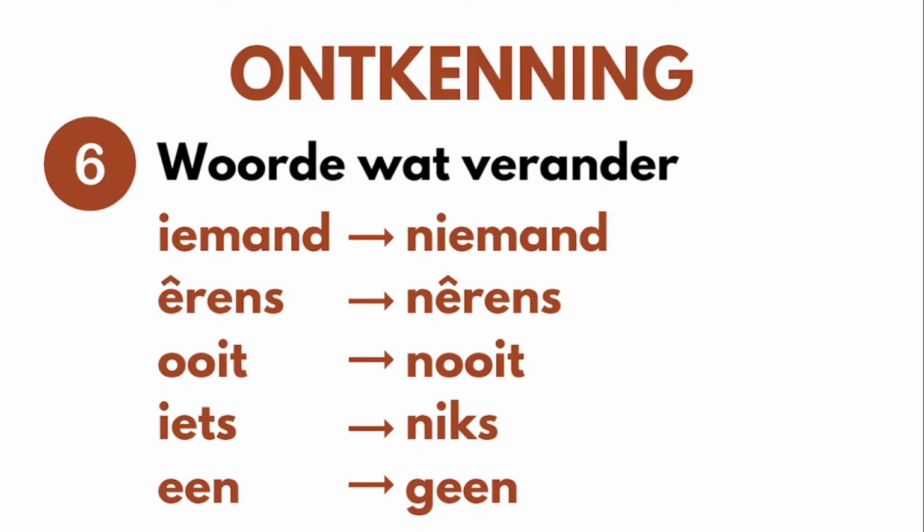Ergens is daar 'n stukkie papier. Nêrens is daar 'n stukkie papier nie. Okay, next one is ooit, that becomes nooit. Next one is iets, that becomes niks. And then the last one on this page is een, which becomes geen. Okay, these are very important because this is how they catch you from grade 9 all the way to matric.